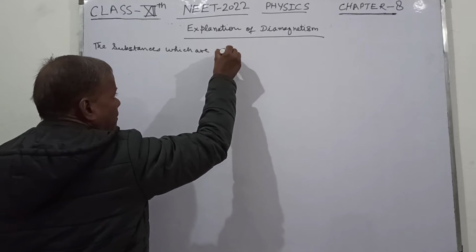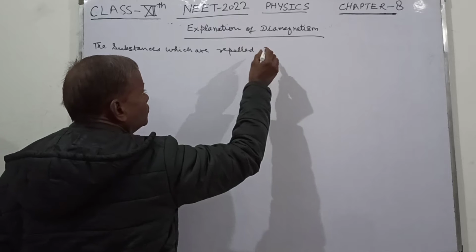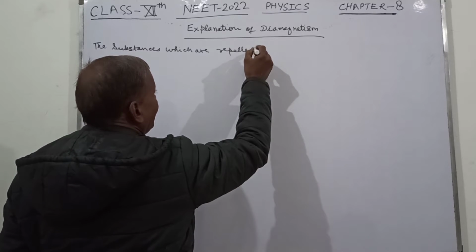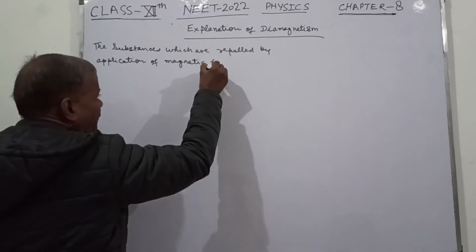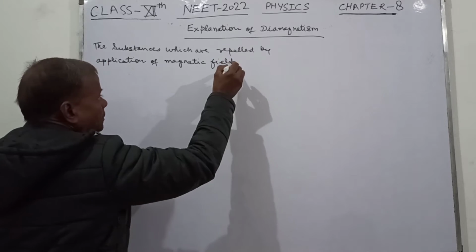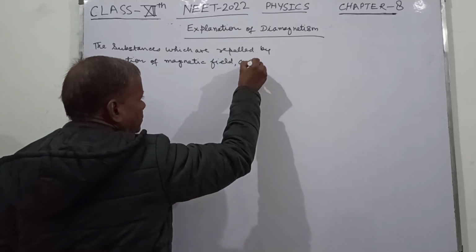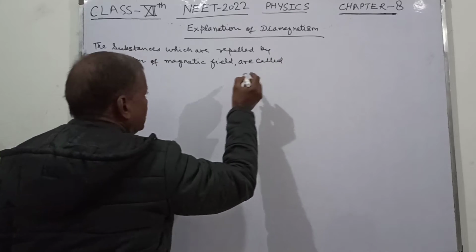The substances which are repelled by application of magnetic field are called diamagnetic.